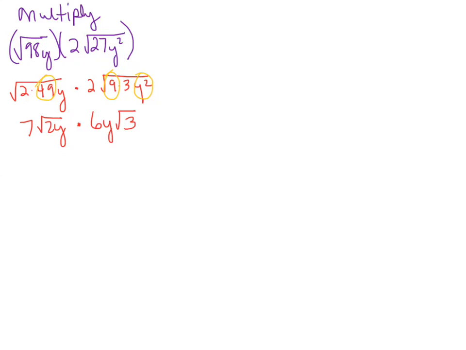Now, since it's all a product, the only thing I have to worry about is multiplying similar parts. So the 7 and the 6 will be multiplied to get 42, because they're both on the outside of the radical. The y remains on the outside of the radical. And then if you multiply the insides of the radicals, because they're both square roots, then I just get square root of 6y.